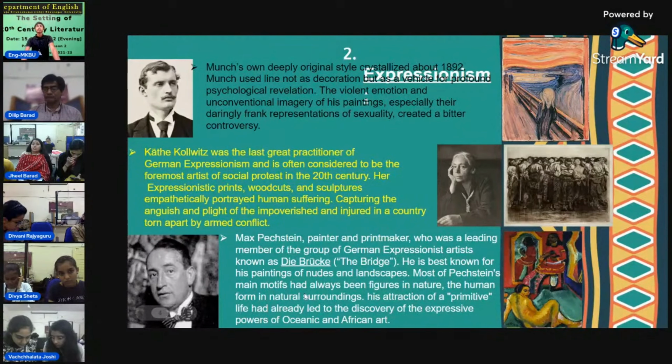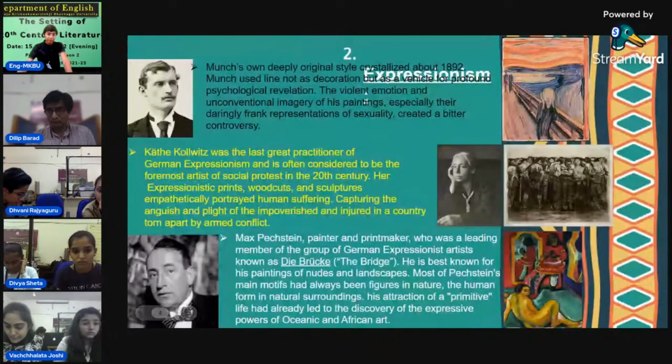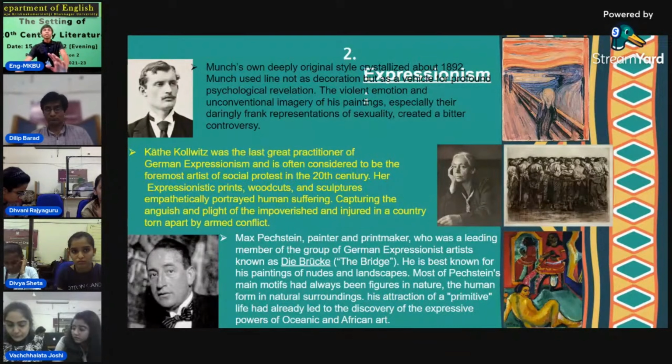So basically, expressionism began in Germany, and she is often considered the foremost artist of social protest in the 20th century. Her expressionistic prints, woodcuts, and sculptures empathetically portrayed human suffering, capturing the anguish and plight of the impoverished and injured in a country torn apart by armed conflict. So basically, her art was focused on the war and the aftermath of the war.